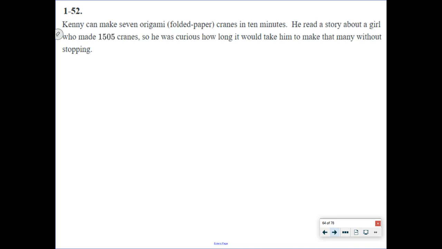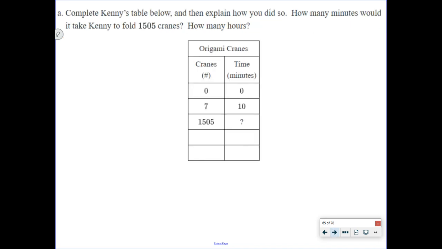Now, by the way, also today you will need a calculator. So if you have a calculator, it's going to make life a whole lot easier. So please make sure you have a calculator available. Okay? All right. So he can make 7 cranes in 10 minutes. He heard about a girl who can make 1,505, and he wondered how many he could make or how long it would take him if he wanted to do that without stopping. So he went ahead and made a table like this below.